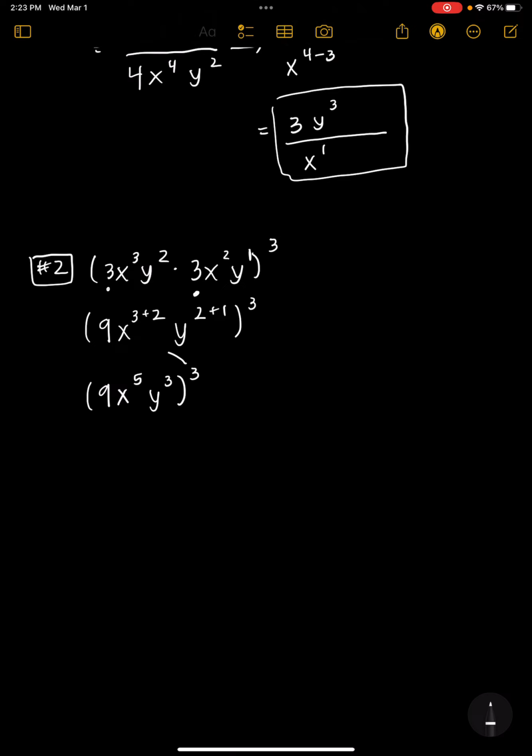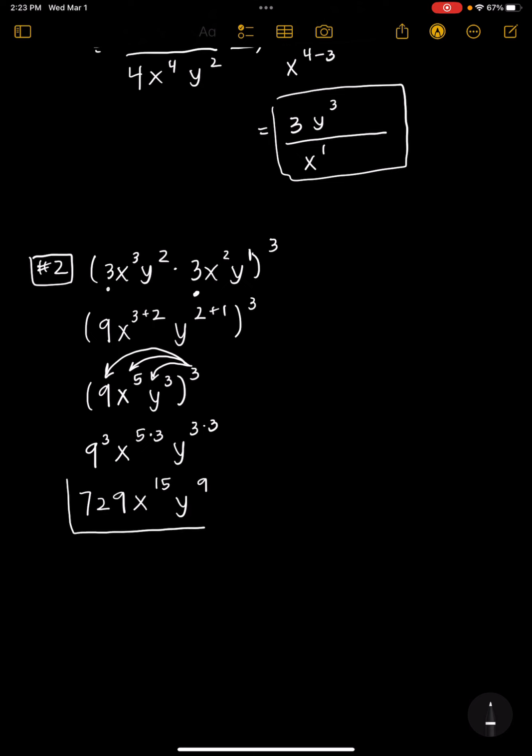Now we can use our power rule and distribute that 3 to the 9, the x, and the y, which will give us 9 to the third, x to the fifth times 3, because that's what the power rule says. If we're taking it to the power, we're actually multiplying the exponents. And then y, 3 times 3. Okay, so now I'm going to use my calculator and figure out what 9 to the third is, which is 729. And then we would have x, 5 times 3 is 15, so x to the 15th. And y, 3 times 3 is 9, so y to the 9th. And there we have it. This is our simplified answer.